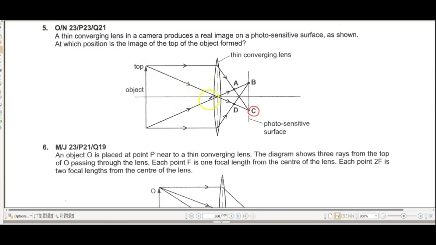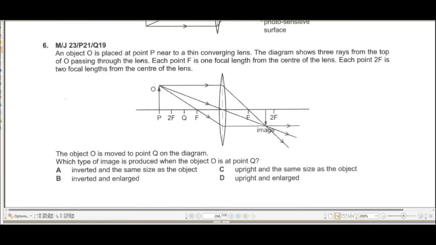Okay, it's not going to be formed anywhere else. Maybe the bottom of the object can be formed. So if they're specifically asking you about the top, look at these two rays that have started from the top. One passes through the optical center and the other is parallel to the principal axis and passes through the principal focus like this. This is going to be F and they converge at this point. So this is going to be the point where the top of the object's image is formed.